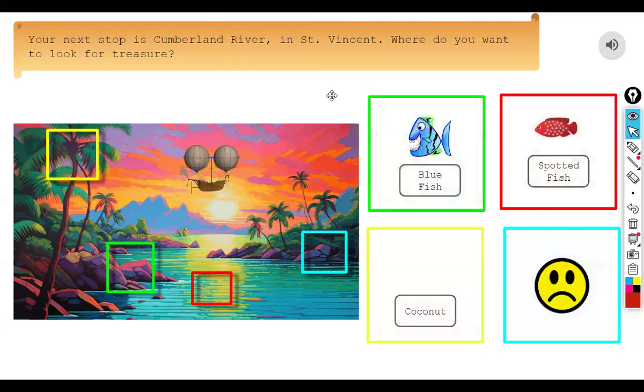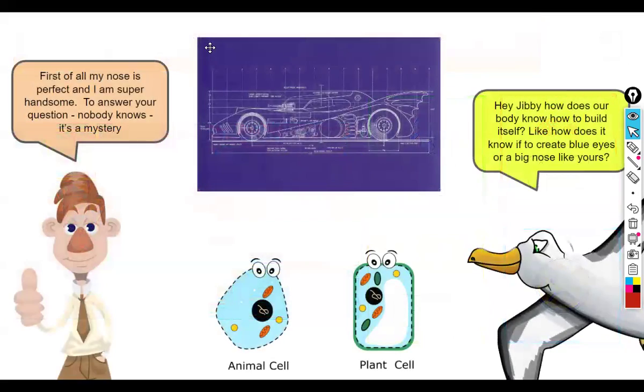The green is another blue fish, so some people might have two blue fish now. The red is a spotted fish. Well, you get a coconut in the yellow one. And those who chose blue, you got nothing. So write down exactly what you got. Let's move on. Somebody got nothing twice in a row.